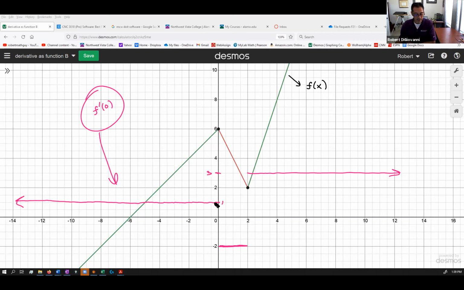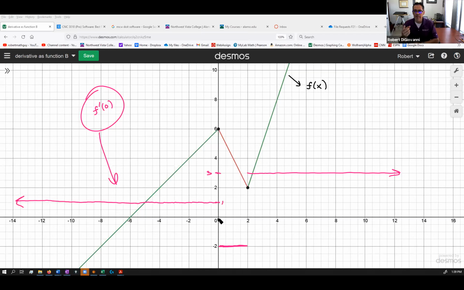Well, look to the left of 0. To the left of 0, what is it? It's approaching 1. And to the right of 0, what is it? Negative 2. So what is it at 0? I don't know. Undefined?